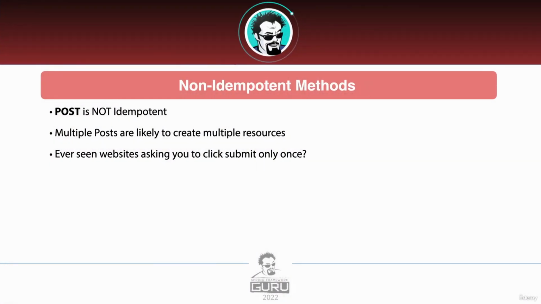Now, non-idempotent methods. So POST is not idempotent. Multiple posts are likely to create multiple resources. So have you ever seen websites asking you to submit that form only once? Otherwise, it will happen multiple times. You'll get checked out and billed multiple times. I've seen that plenty on websites. So that is an example of that.